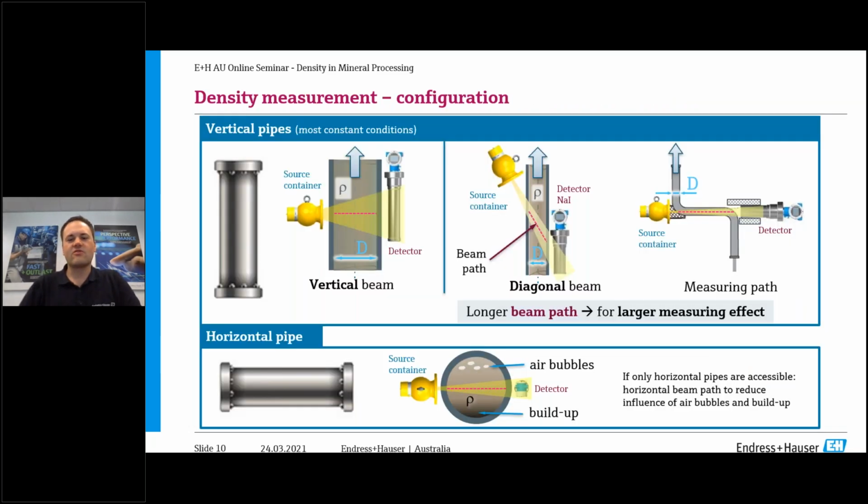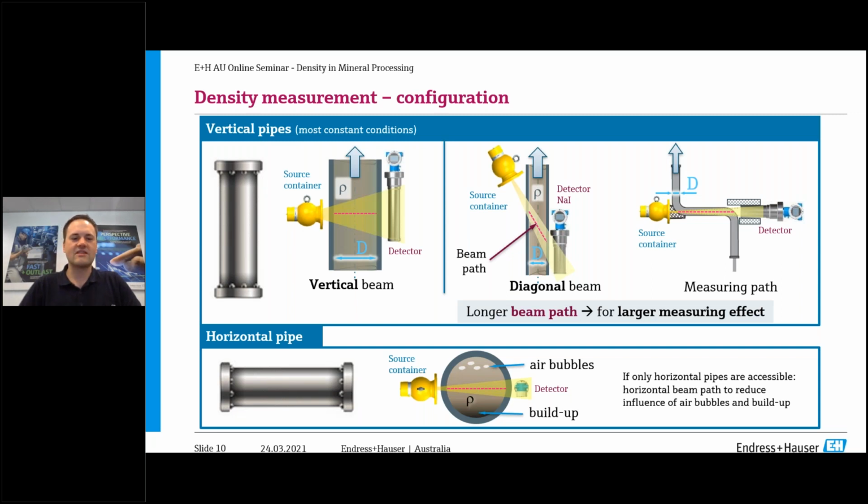In density measurement configurations, you can see that there are a number of different ways that you can configure the device to ensure that you have a reliable measurement. The first one is around vertical pipes, which have the most constant conditions. So a lot of coal mining or coal processing plants in Australia use this radiometric principle on vertical pipes. There are also different configurations we can use, like a longer beam path if we want additional accuracy or a larger measuring effect.